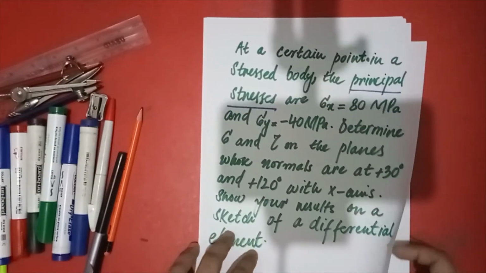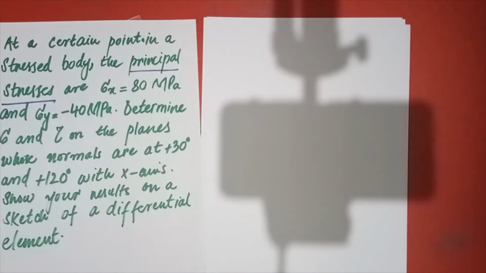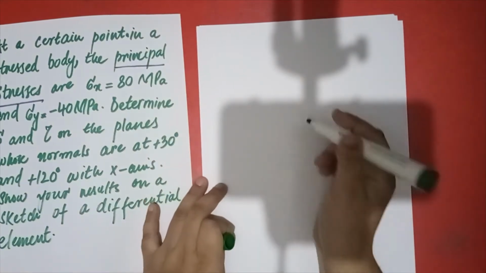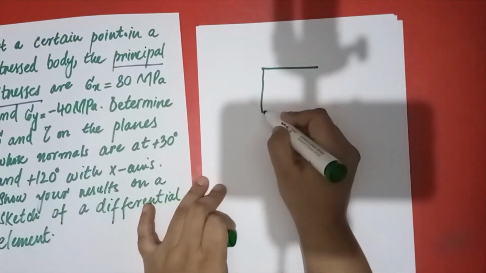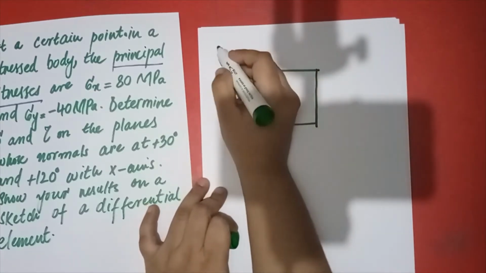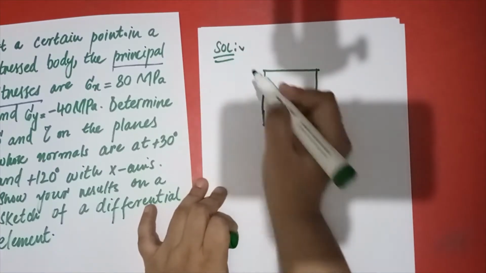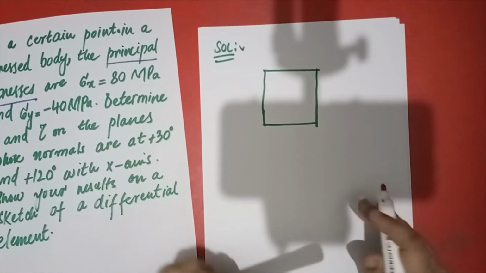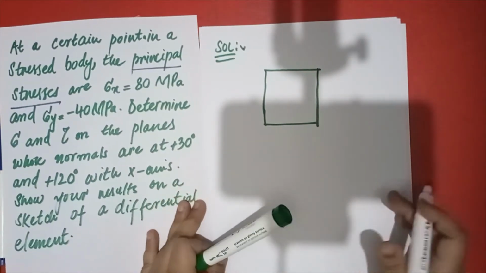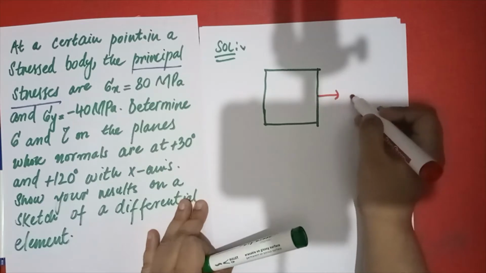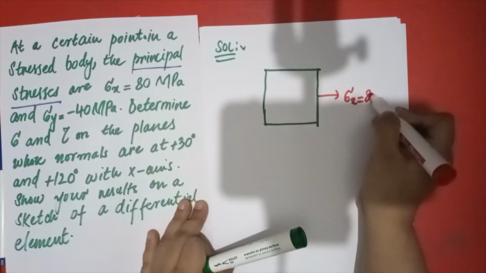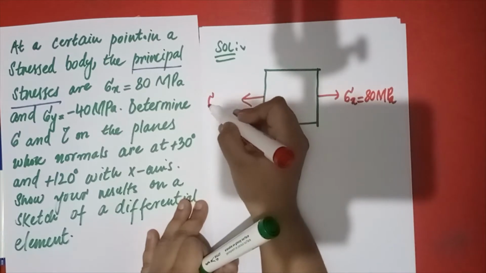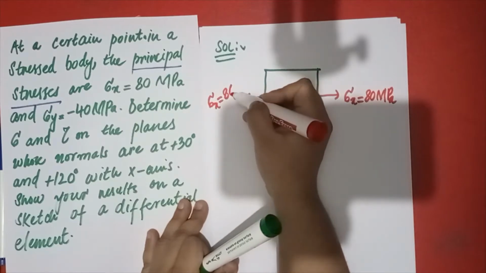This is the question only. So first of all I have to draw the sketch from these values. It is not given in the question, I am going to make it myself. So I am writing here the solution. Let me take the red marker, and I am going to say sigma x is positive 80 MPa. So what does it mean? The normal stress should be outward, 80 MPa, and this is sigma x again, and this should also be 80 MPa.